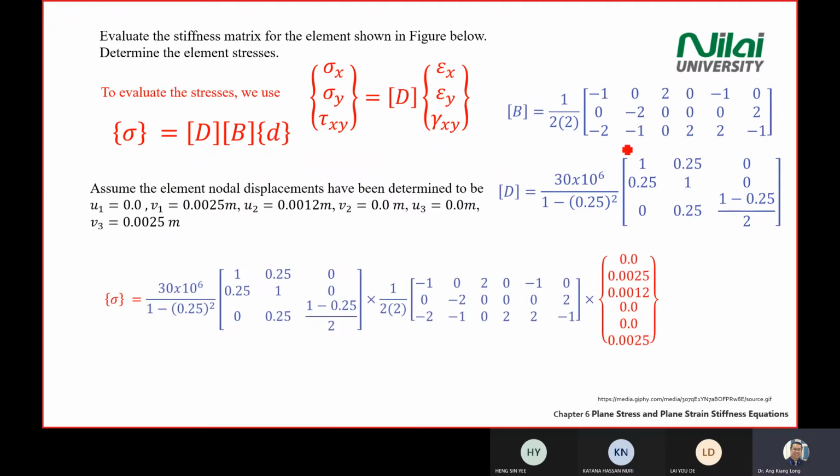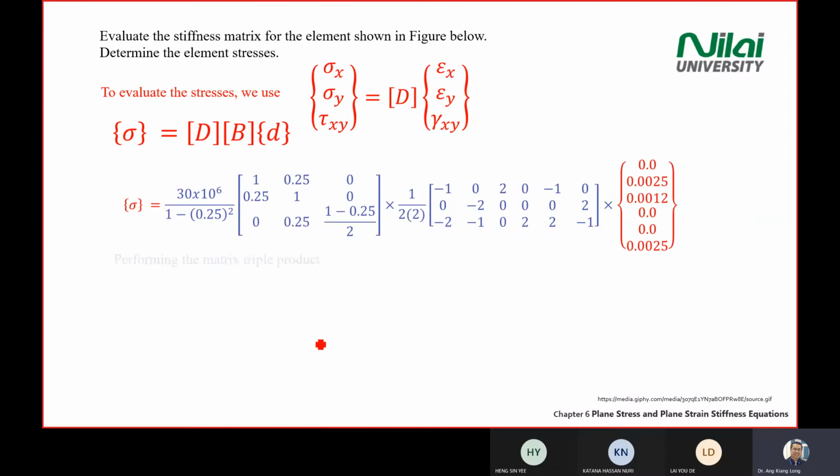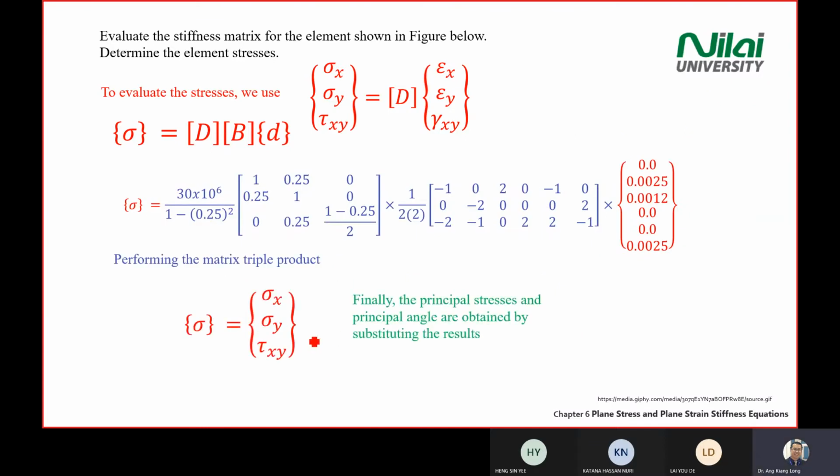So stress equals D, this is D, this is B, times the displacement that is given in the question. So you put in the matrix form. Use the calculator again. You will get the answer. So you get the stress in X direction, Y direction, and the shear stress in XY.